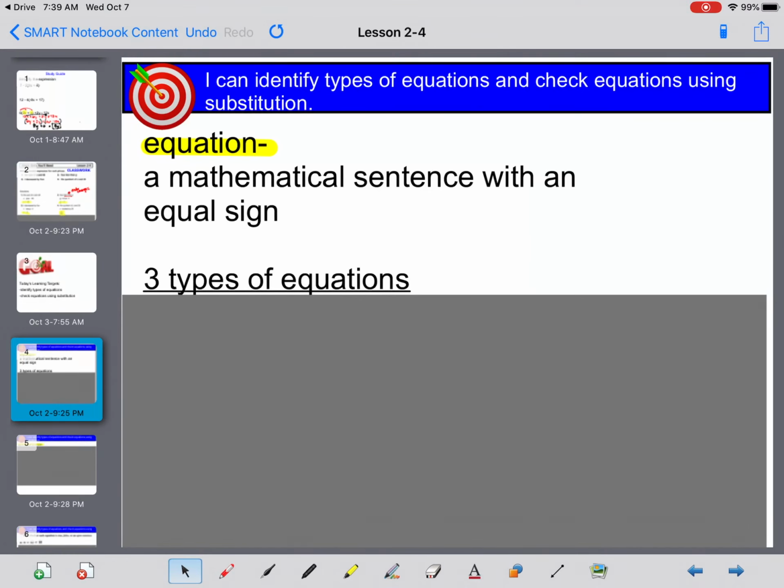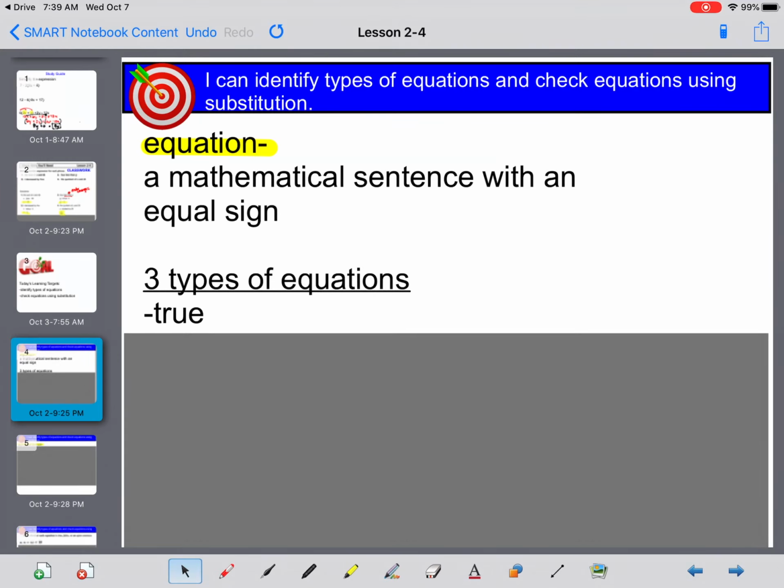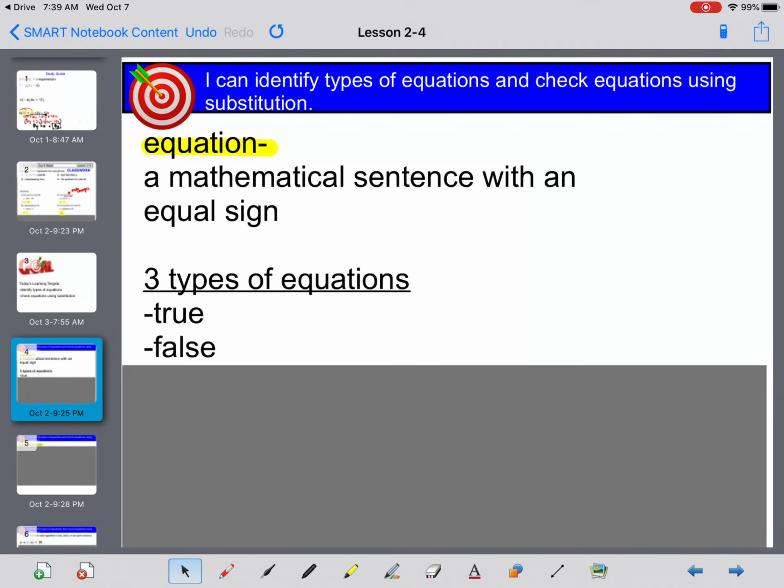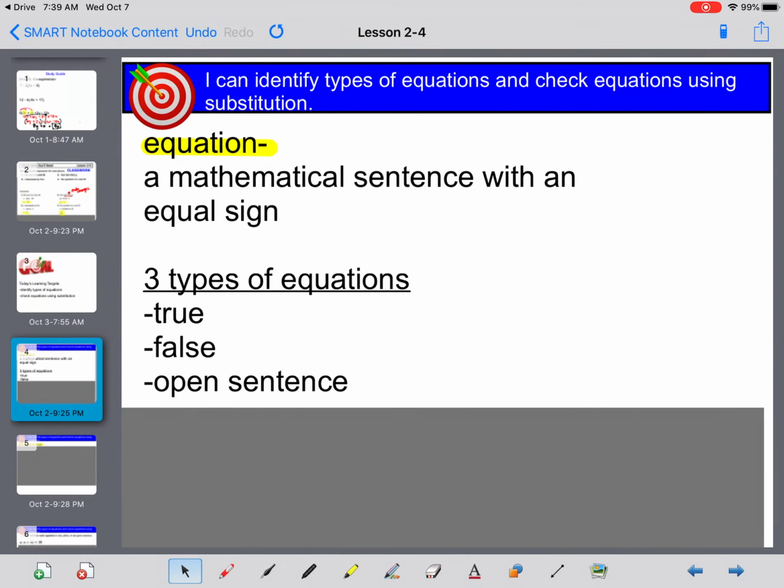There are 3 types of these equations. There is a true equation, a false equation, and an open sentence. A true equation simply means that the one side equals the other side. A false equation means that when you do the math, you get something like 1 equals 6. Does 1 equal 6? No, that's not true. So this would be a false equation. A true equation is something that's actually true, like 5 equals 5. Well, that's true.